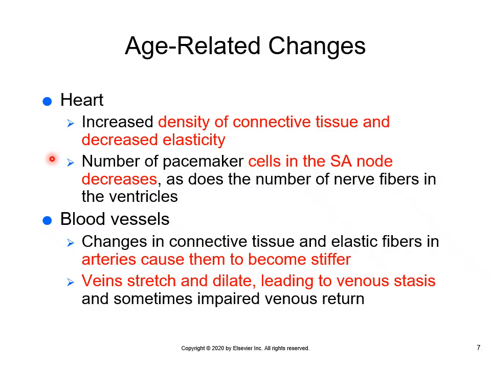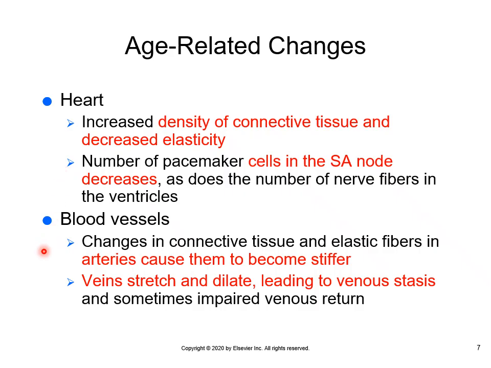Then the number of pacemaker cells in the SA node will decrease, as does the number of nerve fibers in the ventricles. And we did just discuss the SA node and what is the function of the SA node. So if the number of pacemaker cells in the SA node is decreasing, then the beats per minute or the electrical impulse will be decreased as well.